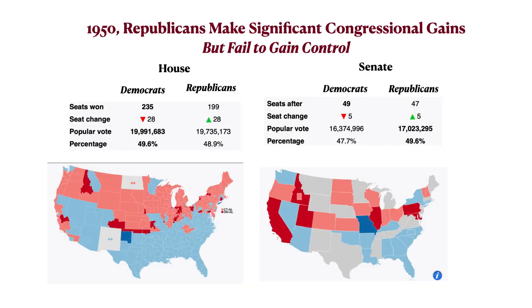In 1958, the Republicans made significant congressional gains. They didn't gain the House. They were coming up from such a deep deficit. But you can see Republicans won 28 seats. And after the election, the Republicans had 199 seats to the Democrats' 235. In the Senate, the Republican gain was proportionally even larger, with 5 seats gained and within 2 Senate seats of the Democrats, 49 to 47.